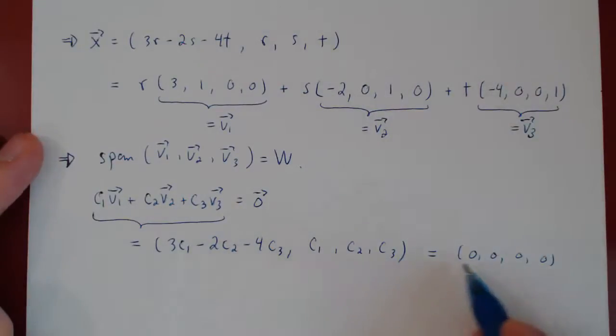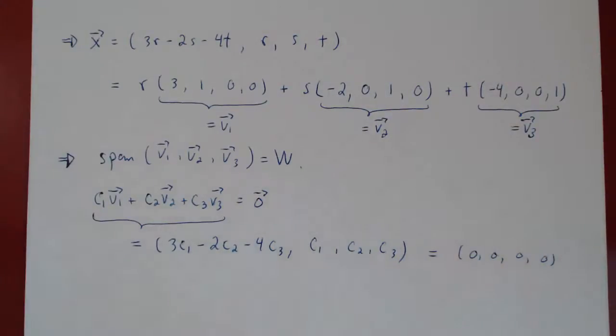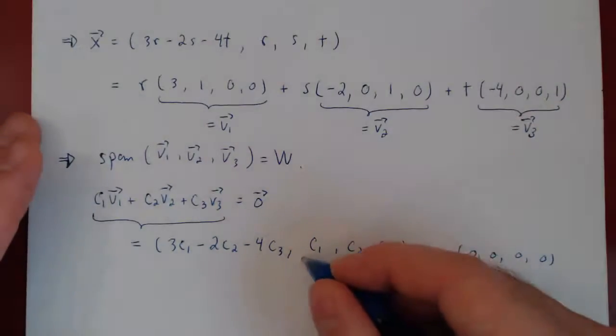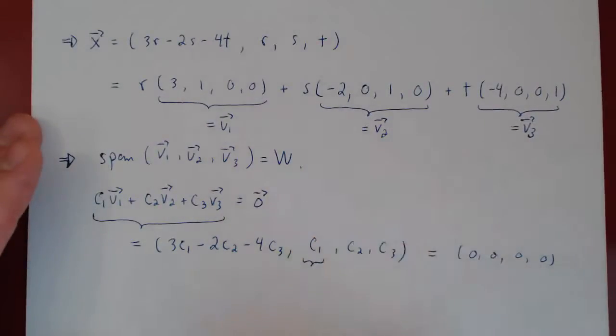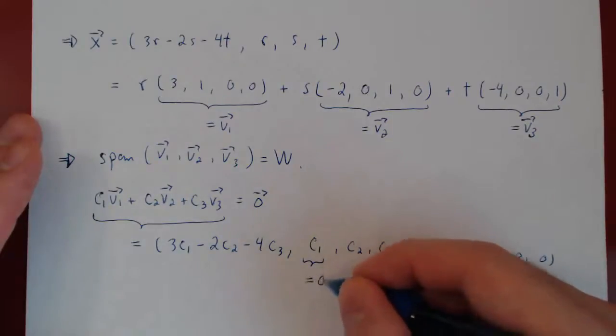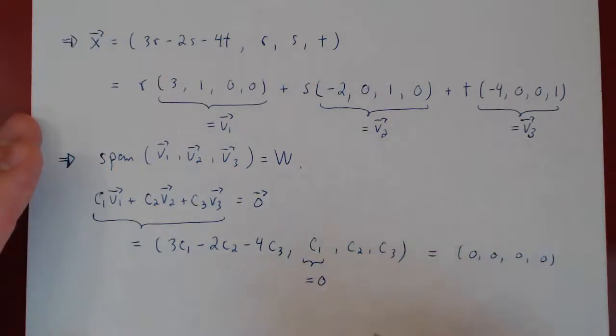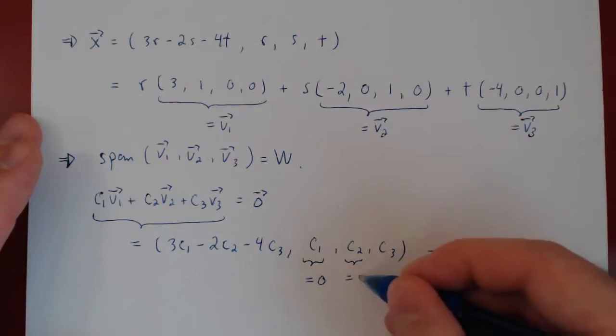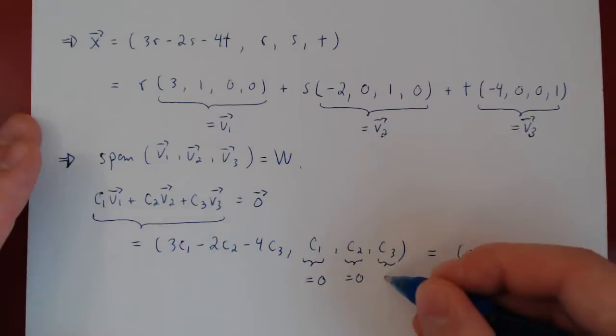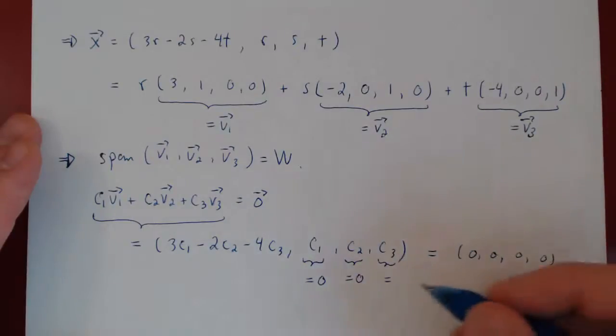But two vectors can only be equal if they have the same corresponding entries. Look at the second entry of your vector. It is c1, and this is 0. So you see c1 must be 0. Look at the third entry. It is c2, which must also be 0. Look at the fourth entry, which is c3, which also must be 0.